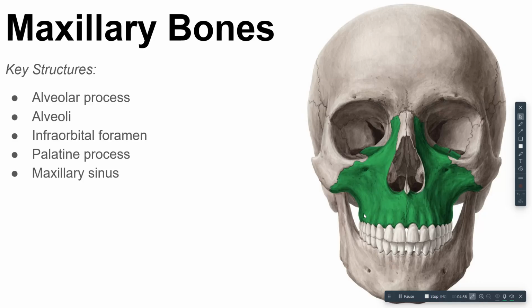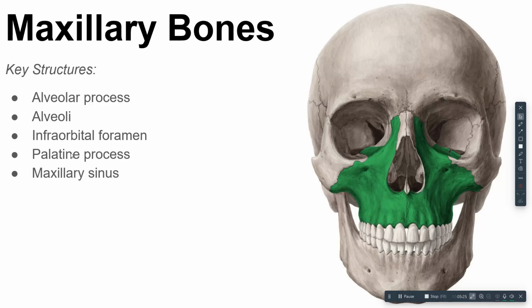Notice how they are forming the upper jaw, so they're contributing to the oral cavity, but they also come up, help form the floor of the nasal cavity, the lateral wall of the nasal cavity, as well as the floor of the orbit, and even come all the way up kind of within the side of the bridge of the nose right there. So pretty extensive bones, pretty big bones that we've got here.